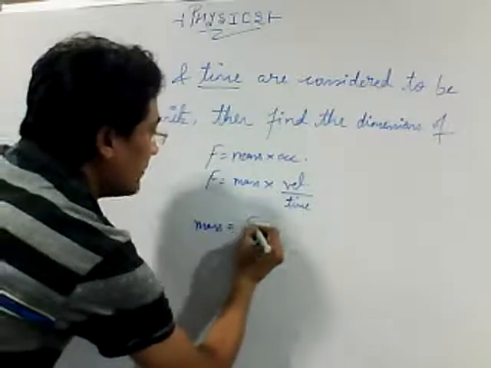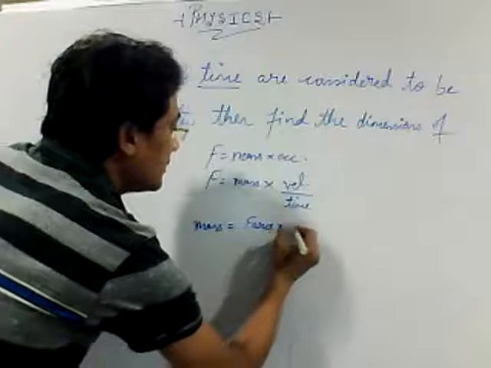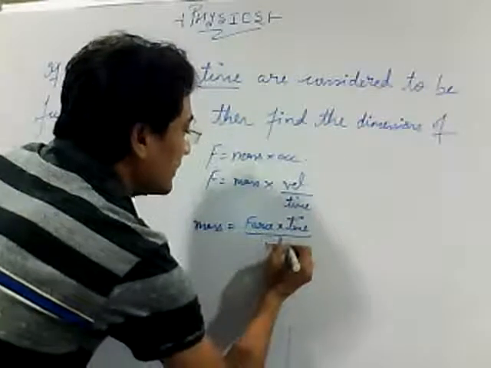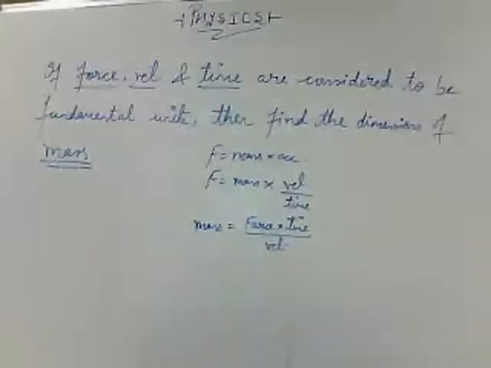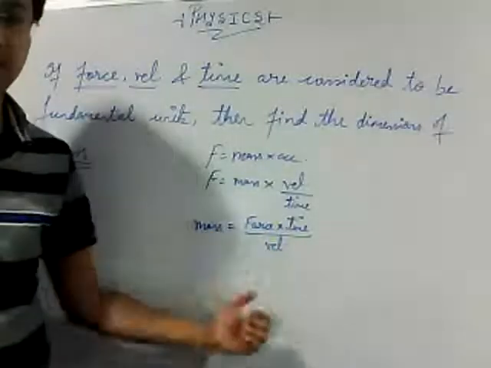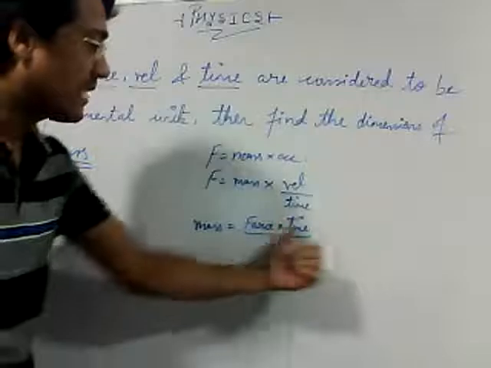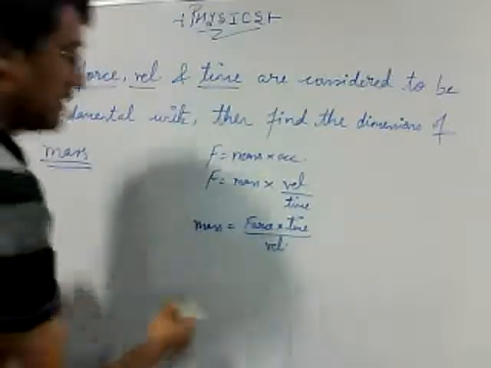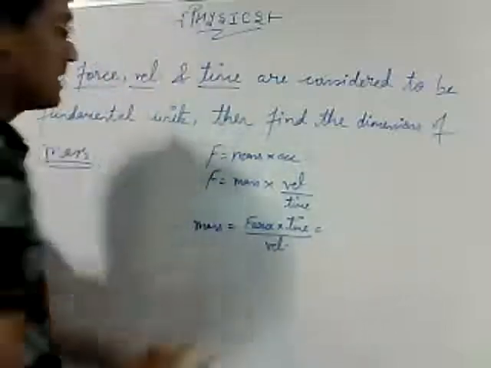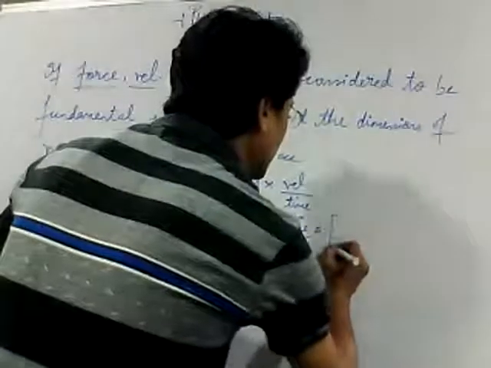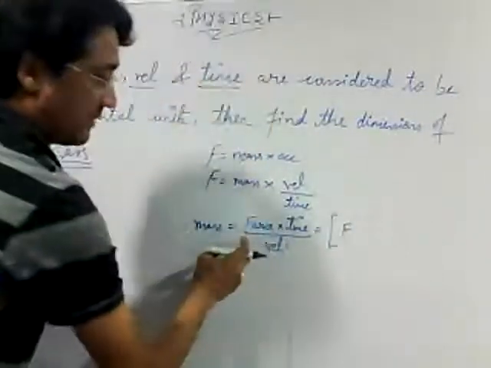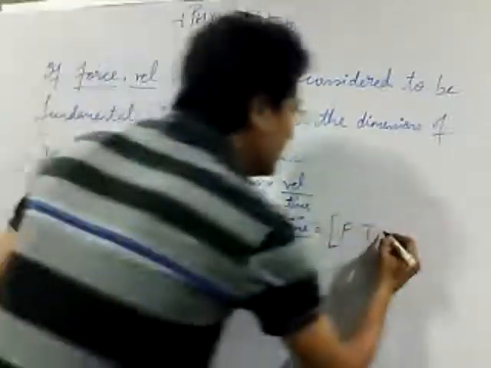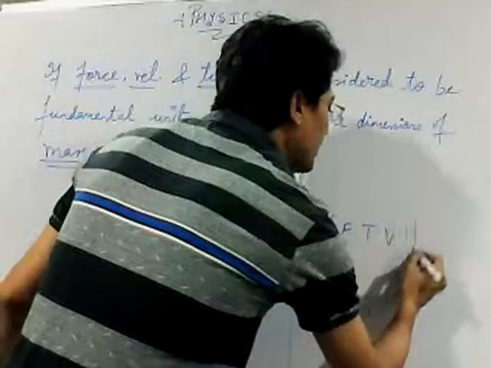Mass from here would be force into time divided by velocity. Perfect. It will be force multiplied by time divided by velocity, and these are the fundamental units assumed in the question. So what will be the dimensions of mass? The dimensions of mass would be F, T, V to the power minus 1.